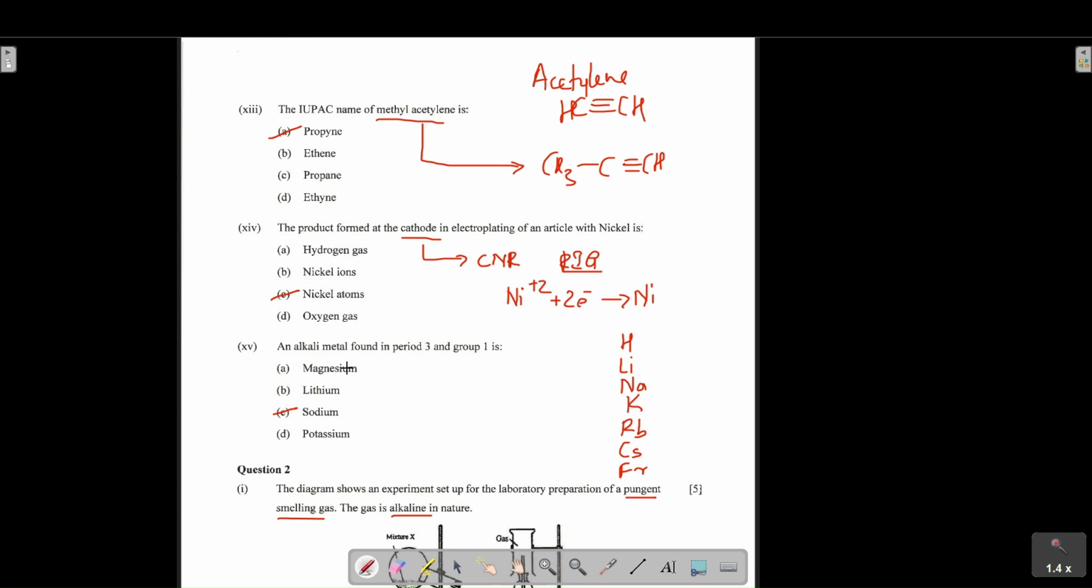An alkali metal found in period 3 in group 1. So this is group 1: hydrogen, and then how do I remember? Hi, Lena, K, Ruby, close friend. Hi, Lena, K, Ruby, close friend. So the third period is sodium, mark it.